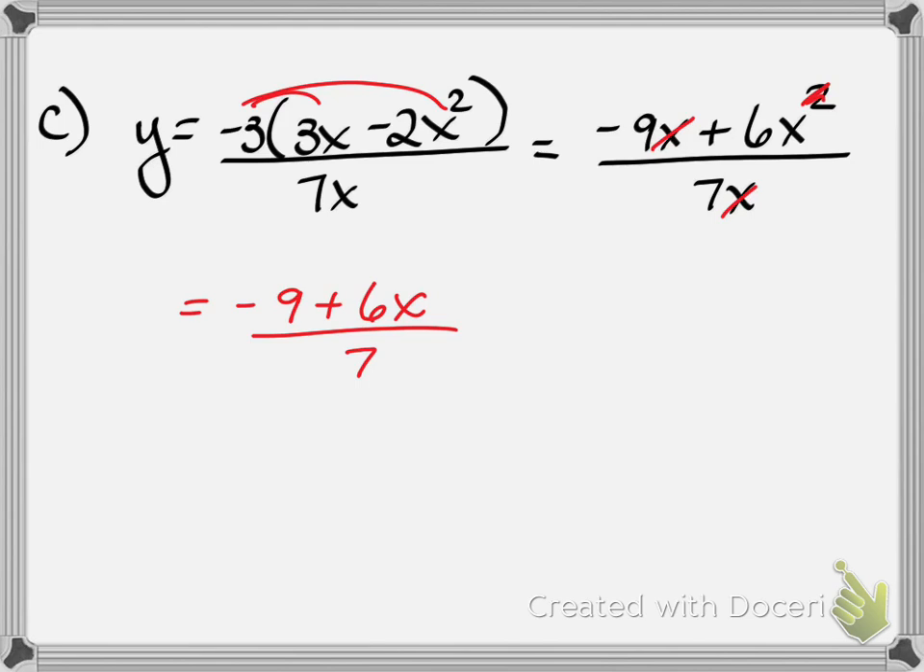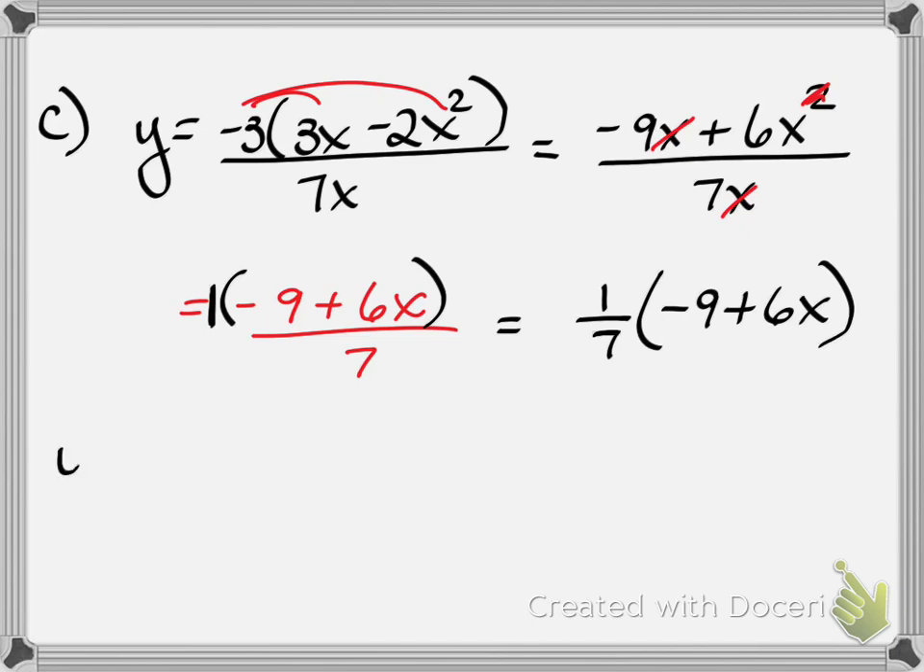Now you can think about that 7 as just being a constant in the bottom and see it as 1/7 times -9 plus 6x. And that is going to be a really nice way to take a derivative. Yeah, that was a lot of algebra. That was a lot of simplifying that we did to get to this point. But the derivative is nice now.